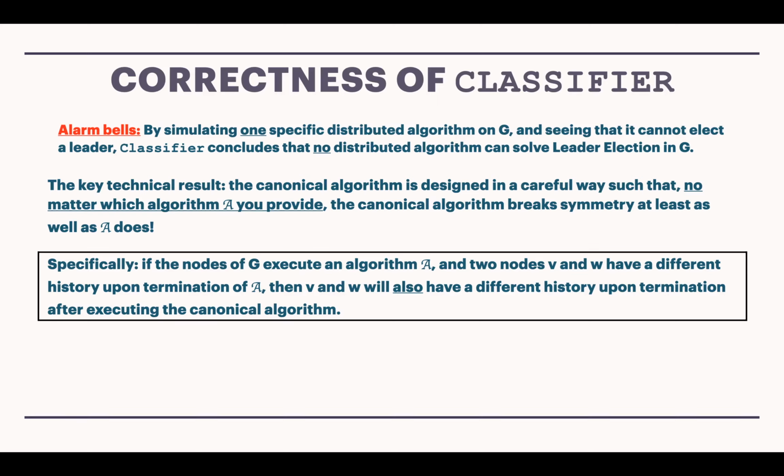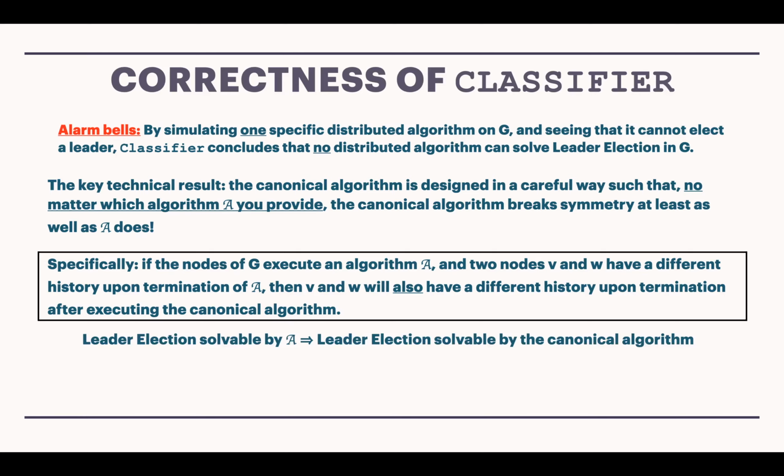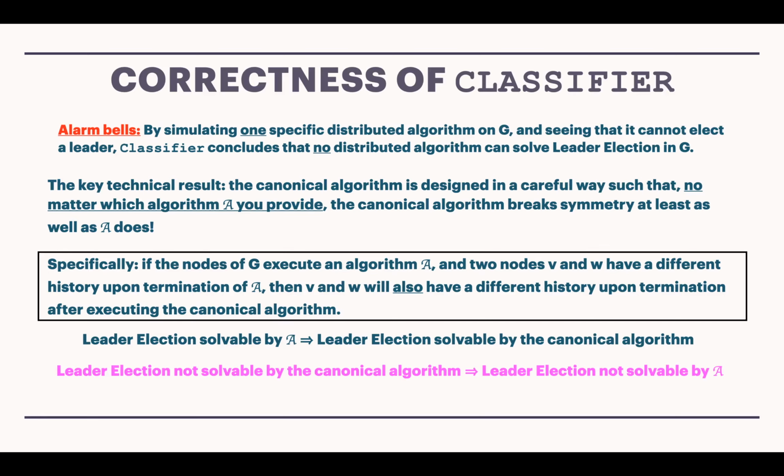What that means is that if your algorithm A could solve leader election, then so could the canonical algorithm. The node that has a unique history after running A will also have a unique history after running the canonical algorithm. The converse of this statement is that if leader election cannot be solved by the canonical algorithm, then leader election is not solved by the given algorithm A. And so if classifier outputs no, then G certainly is not a feasible configuration. Since the above statement is true about an arbitrary algorithm A, you just have to check if the canonical algorithm will solve leader election.